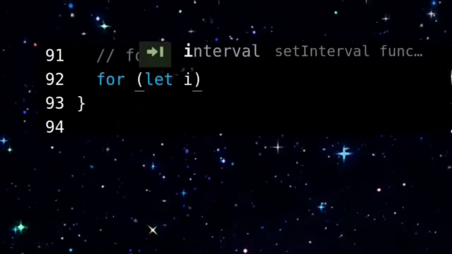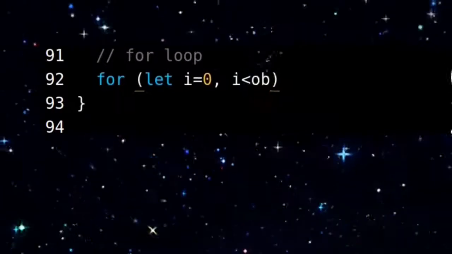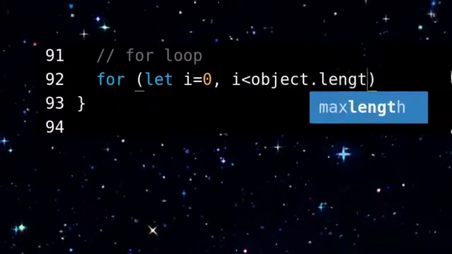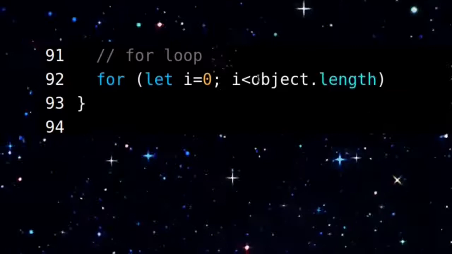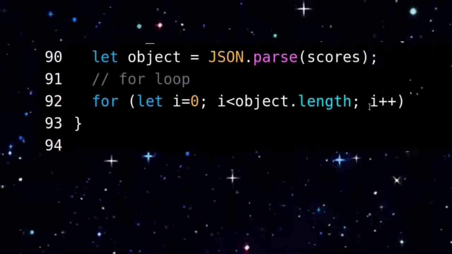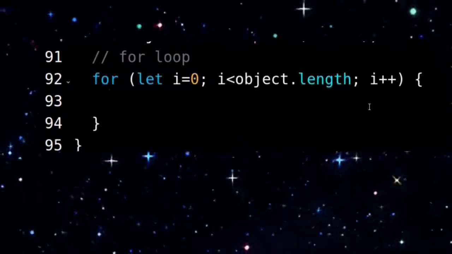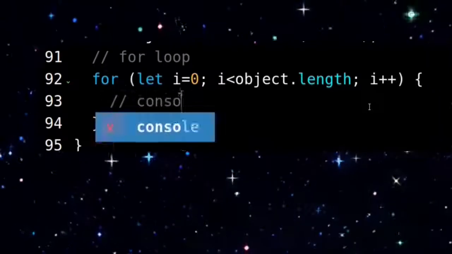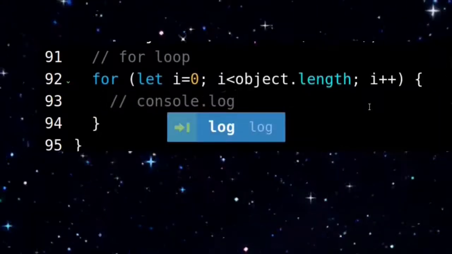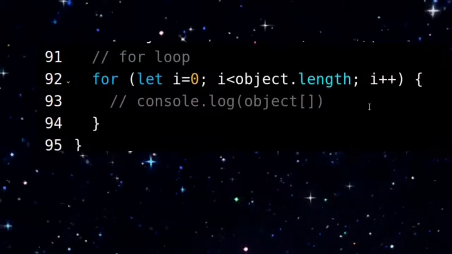Now we have a for loop. We're gonna let i equal 0, i is less than object.length, i++. So it's gonna loop through all of the objects in our object array with an index between 0 and the number that's 1 less than the number of items in our object array.